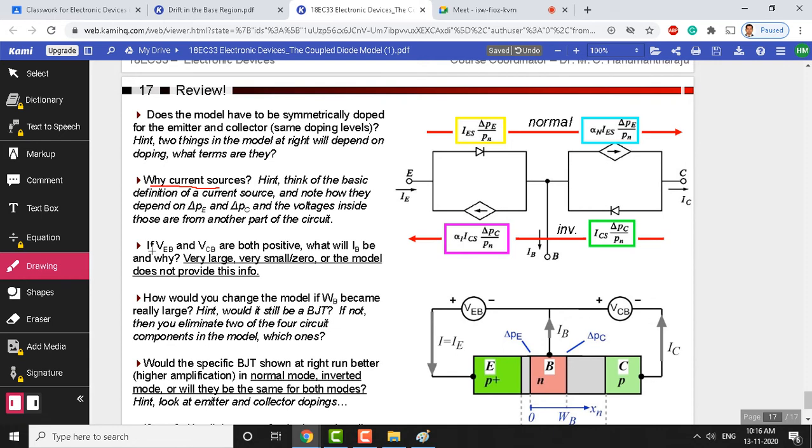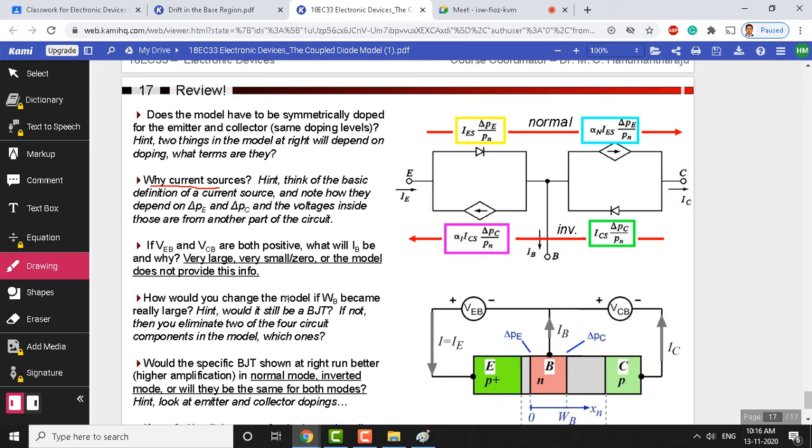The next question is, if VEB and VCB both are positive, what will be the base current and why does base current result here? We have just discussed this. Both are positive means they are forward biased. What will be the base current for that and why? The answer hint is: is it very large, very small, 0, or does the model not provide this information? Just see these choices and try to answer this question.